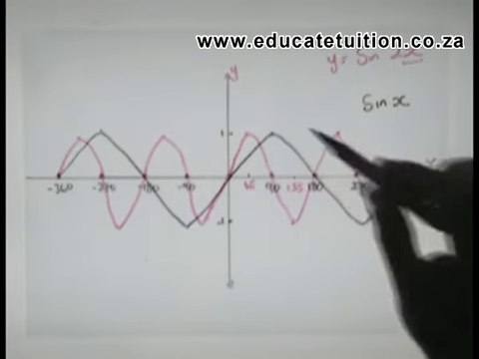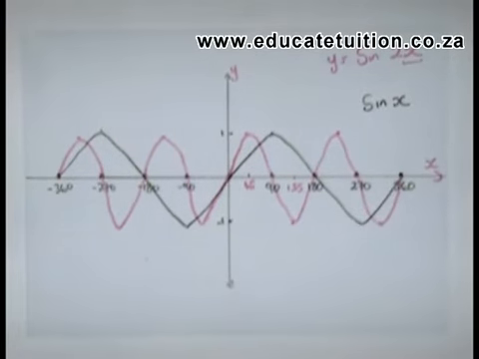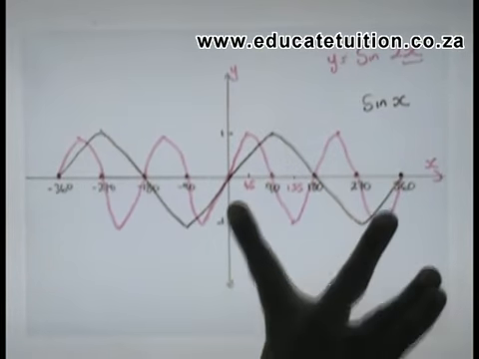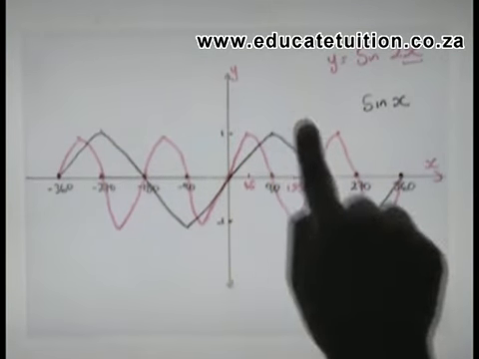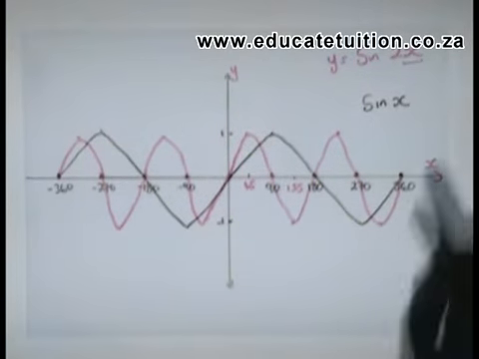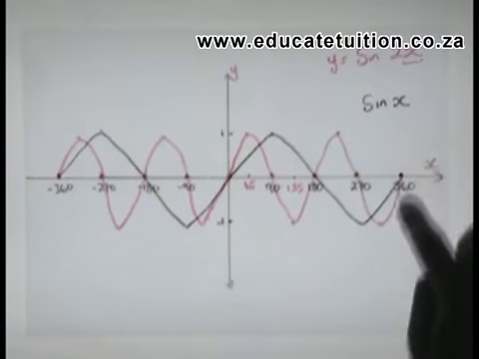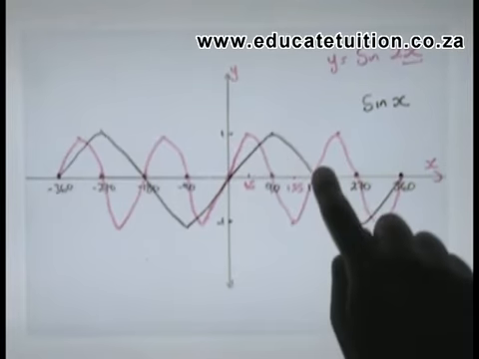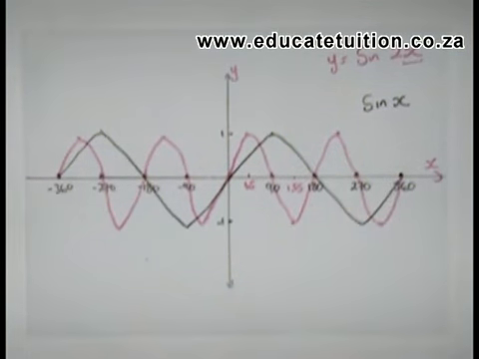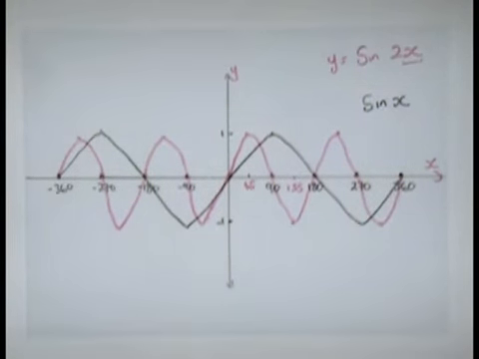So our sine graph now, in the positive 360 degrees, there's supposed to be one wave. But sine of 2x now means that there's 2 waves. First wave ending there, second wave ending there. So we've doubled the graph.